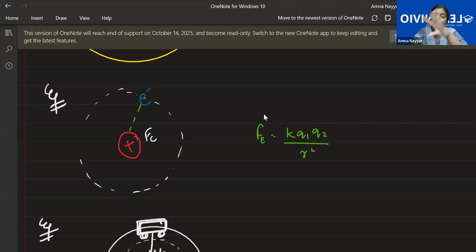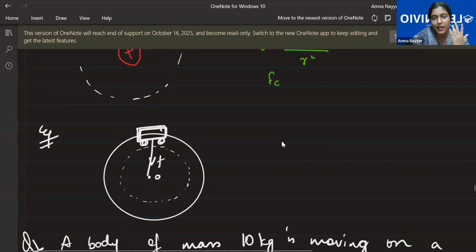So, when the electrons are revolving around the nucleus in a circular path, there is a force along the radius towards the center. Now, we know that it's the electric force. So, whatever centripetal force is required to move the electron in the circular path will be provided by this electrostatic force. Or one very classic example that you have to study this year itself in this chapter: vehicles moving over a circular track, especially in the hill stations.